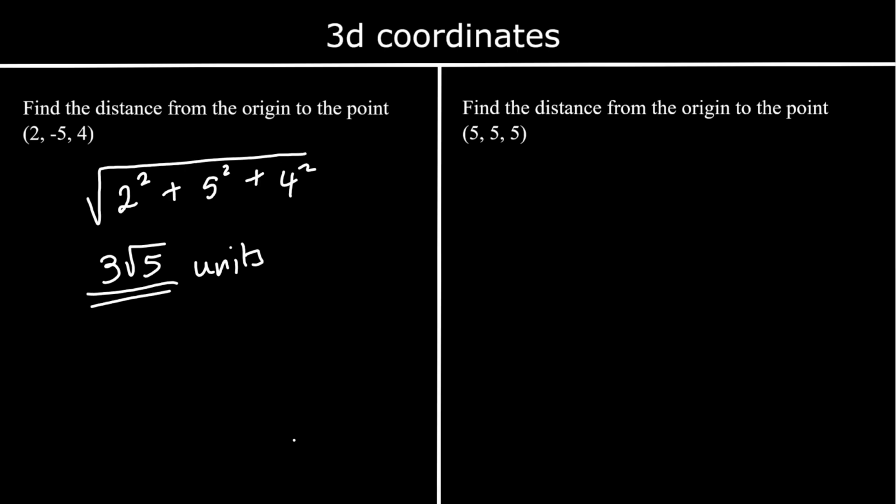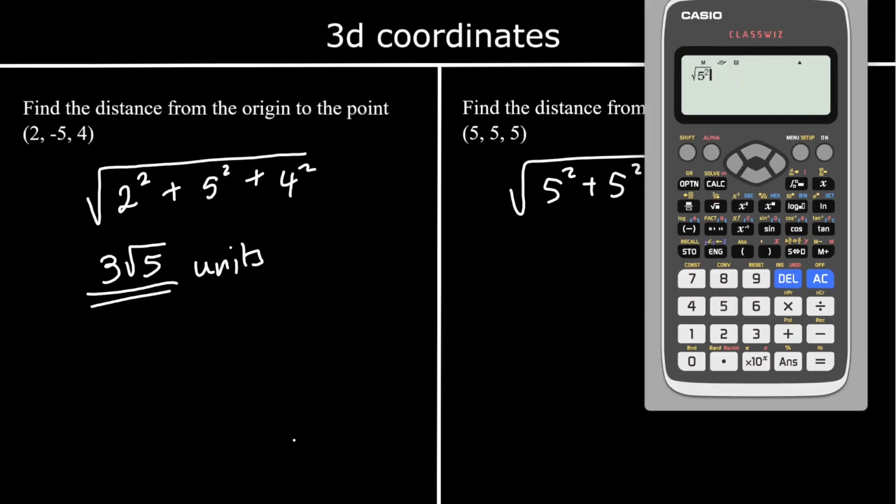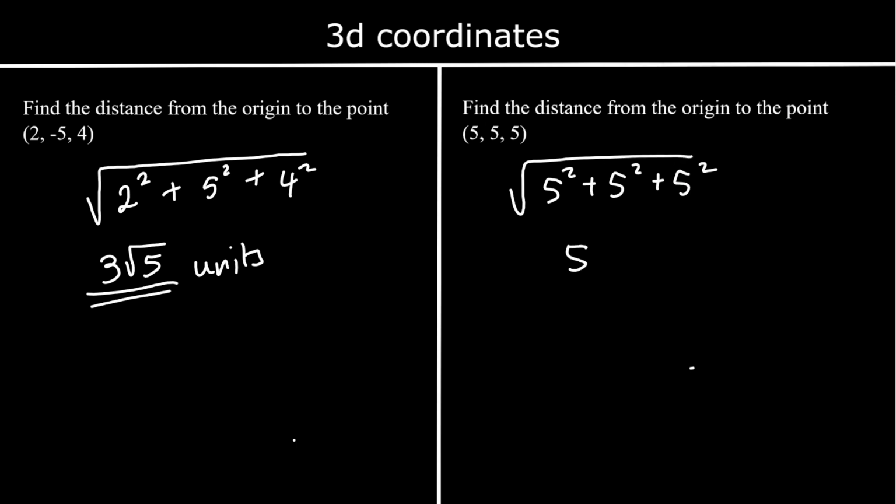Okay, one for you to try. Pause the video, give it a go. So we're using Pythagoras in 3 dimensions. It's the square root of 5 squared plus 5 squared plus 5 squared. So square root 75 simplifies to 5 square root 3.